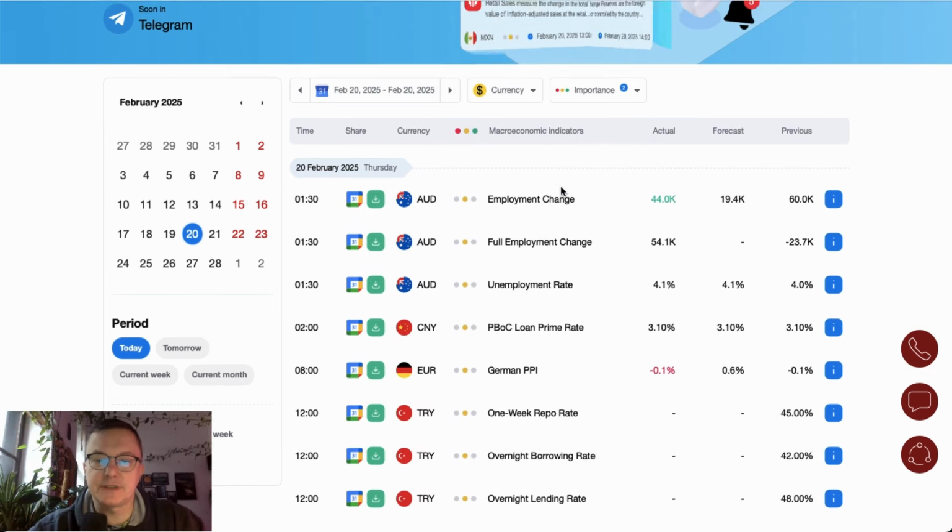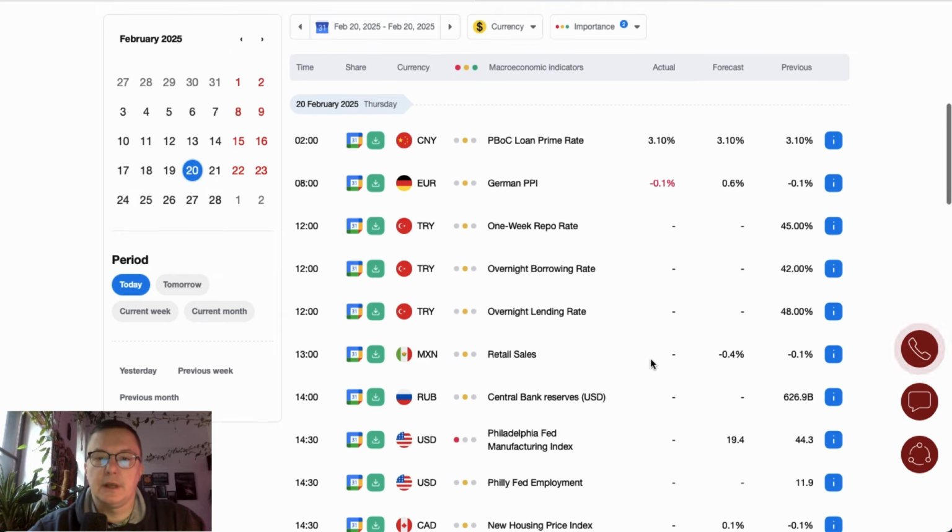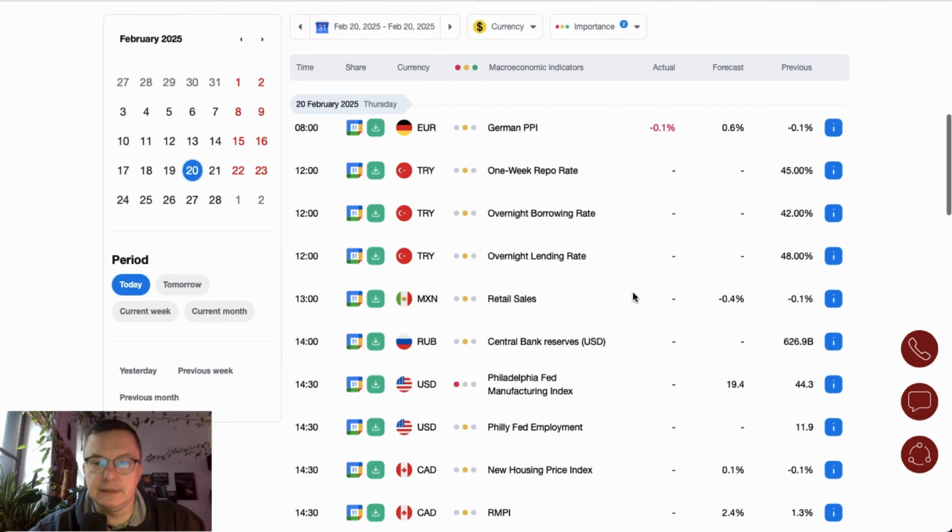So what do we have here? Asian session data from Australia: employment change, full employment change, and unemployment rate. Unemployment rate increases from 4.0 to 4.1, just as expected. Full employment change up from minus 23,000 to 54,000, and employment change down from 60 to 44,000 jobs. People's Bank of China loan prime rate at 3.10%, no change here. German PPI in line with the previous data, minus 0.1%, no change here. Quite disappointing because the forecast was 0.6.